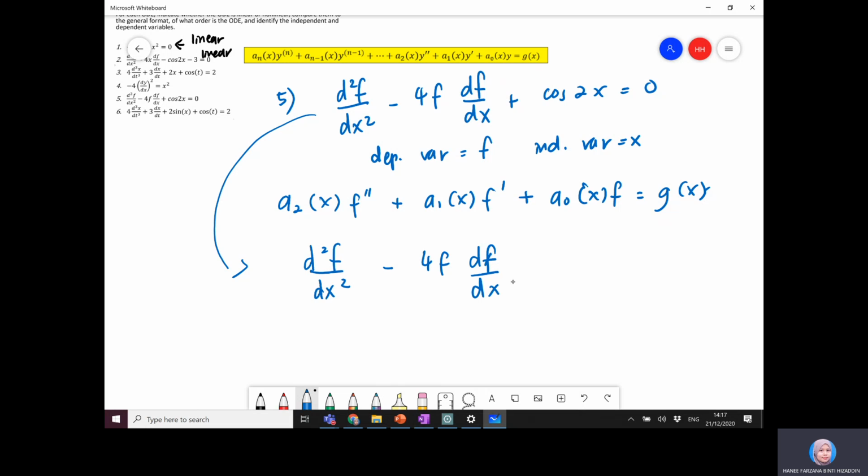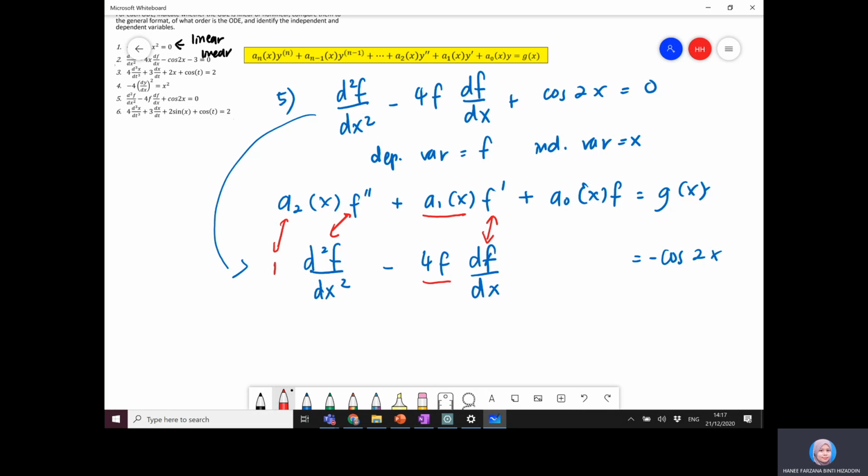F dx plus nothing equal to cos 2x. So here you can compare. This one is this one. F double prime is d2f dx squared, so a2 is just 1. F prime is df dx.